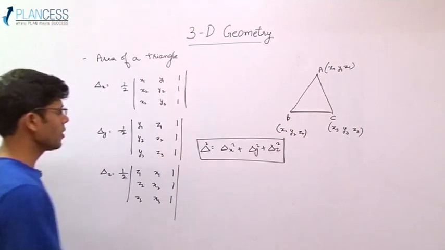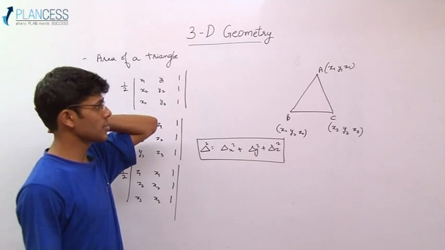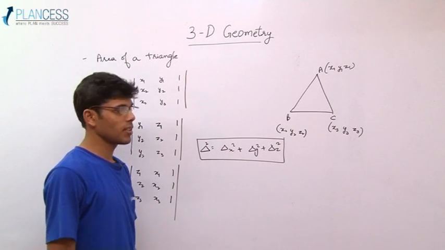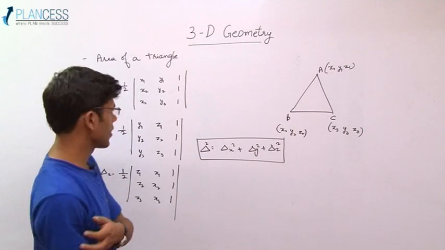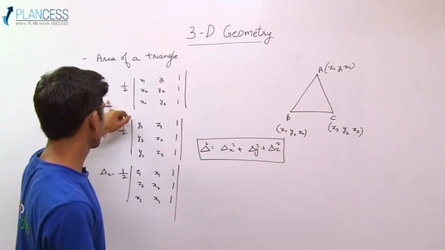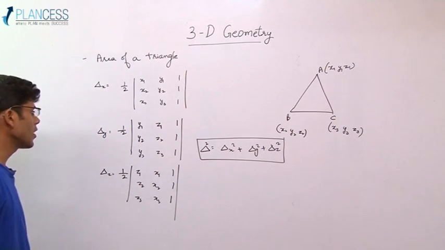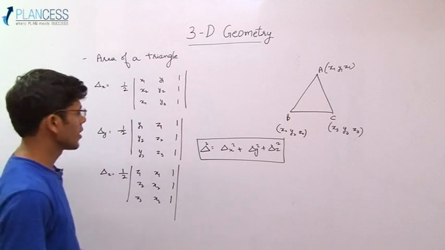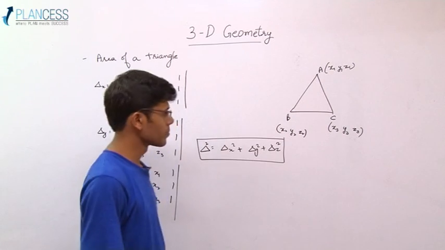So I once again repeat that we have a triangle ABC, the coordinates of which are x1, y1, z1, x2, y2, z2 and x3, y3, z3 respectively. Then the area of the triangle represented by delta is defined in this way. We find delta x, which is half the determinant x1, y1, z1, x2, y2, z2 and x3, y3, z3. Similarly, delta y and delta z. Then delta square is the sum of the squares of delta x, delta y, delta z.